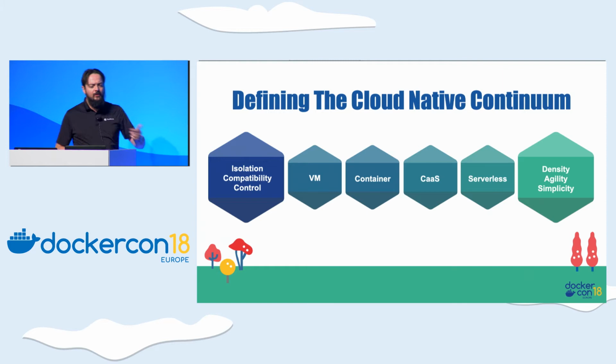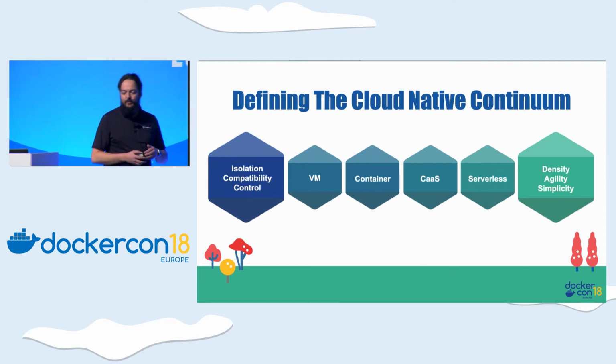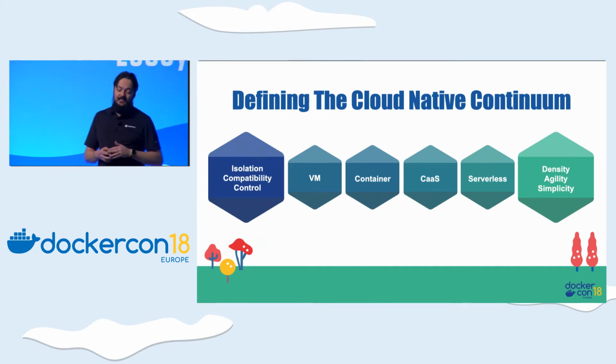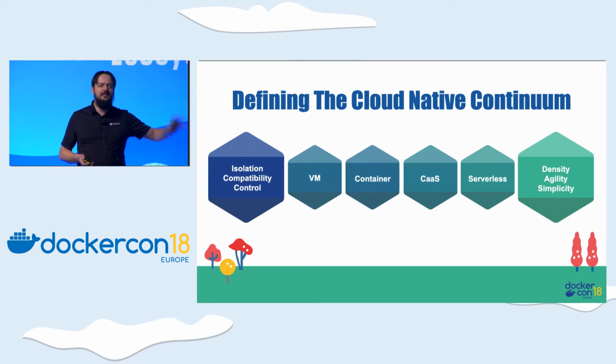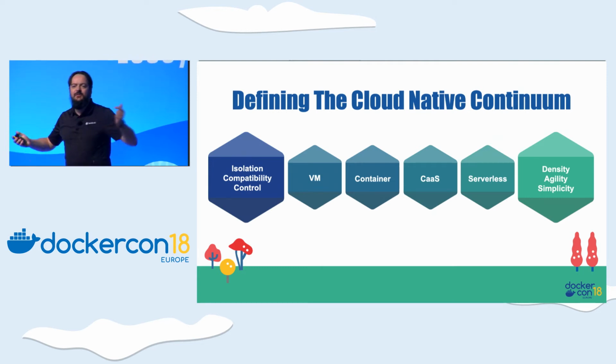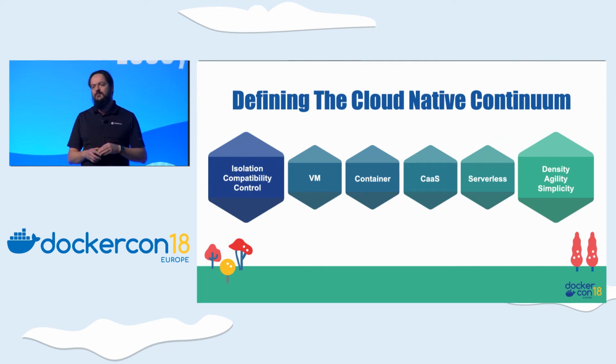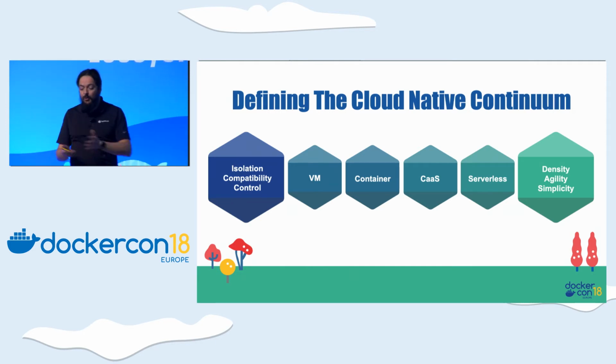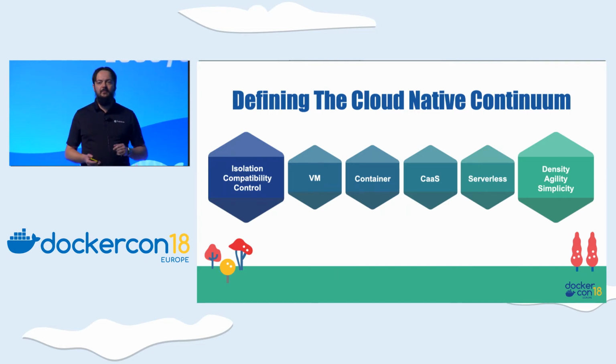So what have we got? Well, as you can see from this lovely slide that marketing put together for me, you get to see this nice little bit about the isolation, compatibility, control that comes on one side, all the way through to the lovely density and agility and all that kind of good stuff that comes with that. And we like to look at it and say, well, on the one side you've got your traditional VMs, and then moving through from containers as a service, and of course, serverless, which I've been talking about there.